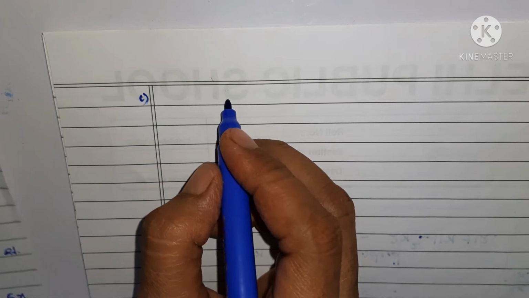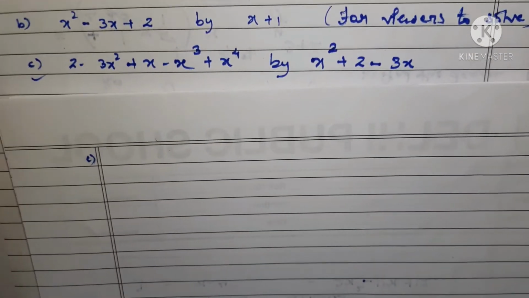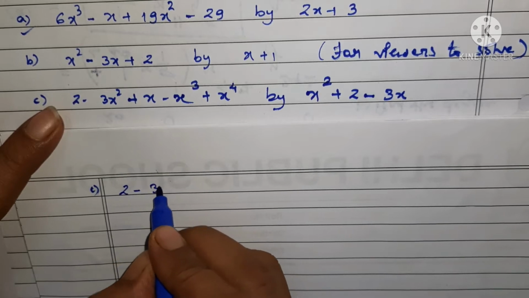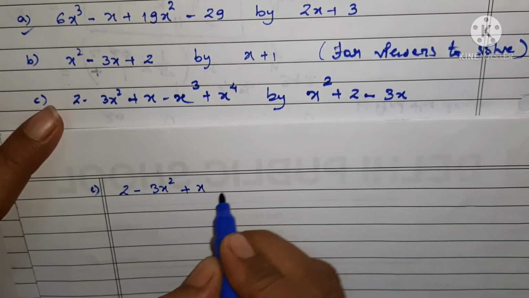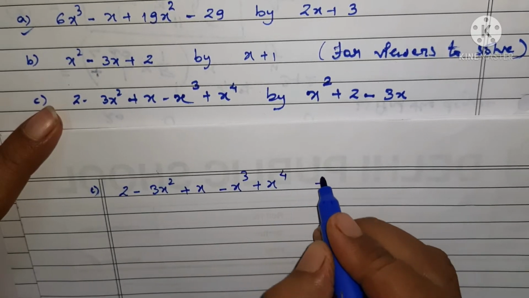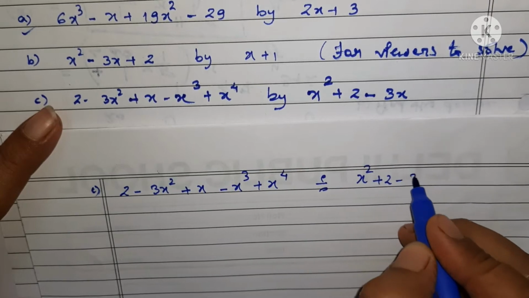C part is what? It is 6x square. Sorry, it is not 6x square. I'll be writing from here. Okay, so it is 2 minus 3x square plus x minus x cube plus x4 to be divided by what? To be divided by x square plus 2 minus 3x.